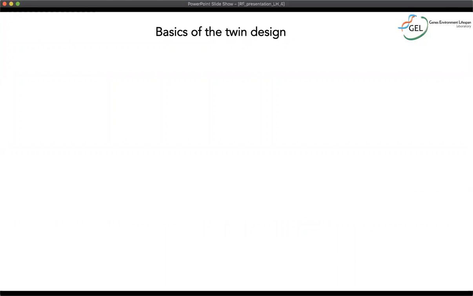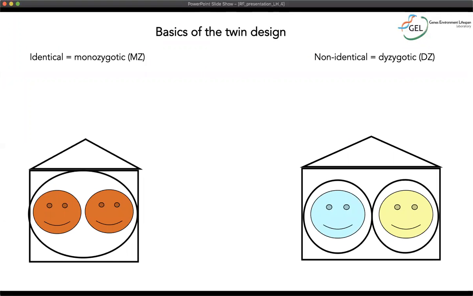So the twin design is an incredibly simple yet powerful design that doesn't require DNA information. All that it requires is knowing whether twins are identical, so whether they're monozygotic, or whether they're non-identical, so dizygotic. And we derive separate association statistics for monozygotic and dizygotic twins, which reflect the within-pair similarity for a trait or traits. And we use what we know about genetic and environmental relatedness for these different types of twins. And we then fit formal statistical models to our data in order to estimate genetic and environmental influences.